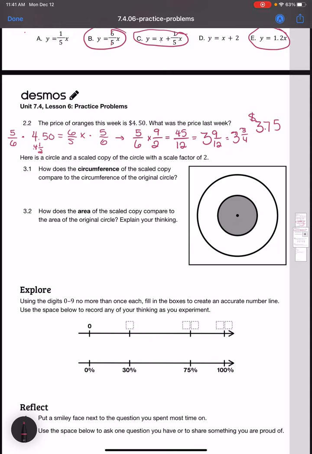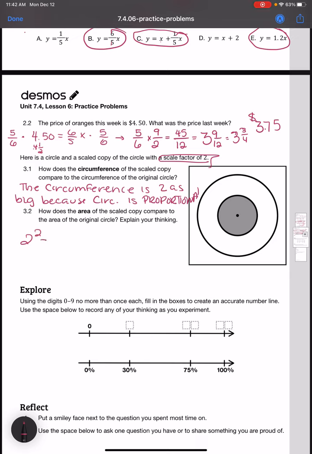Here is a circle and a copy of a circle with a scale factor of 2. How does the circumference of the scale copy compare to the original circle? This one I really shouldn't even have to do. We know that the circumference is twice as big because circumference is proportional. Unfortunately, it is not the same with area, since area has an exponent. So remember, it's our scale factor squared. So our scale factor is 2, and scale factor squared is 4. The area is 4 times larger.